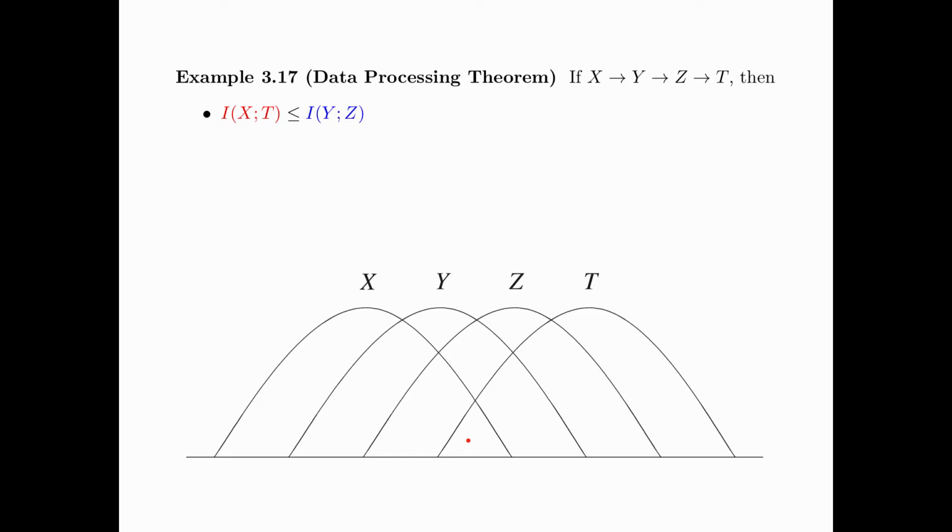Because the mutual information between X and T corresponds to the atom marked in red in the information diagram, and the mutual information between Y and Z corresponds to the 4 atoms marked in blue in the information diagram. In fact, from the information diagram, it can readily be seen that I(Y;Z) is equal to I(X;T) plus I(X;Z|T) plus I(Y;T|X) plus I(Y;Z|X,T).